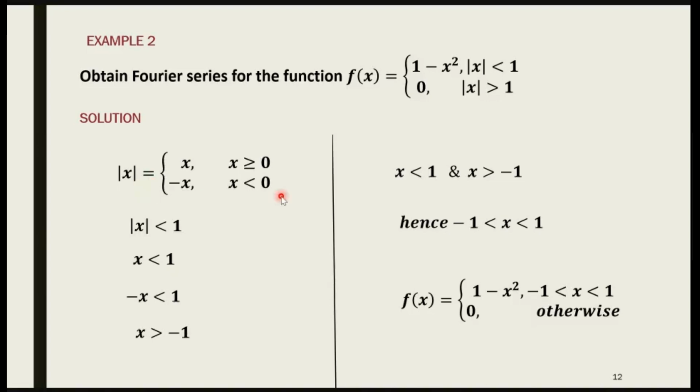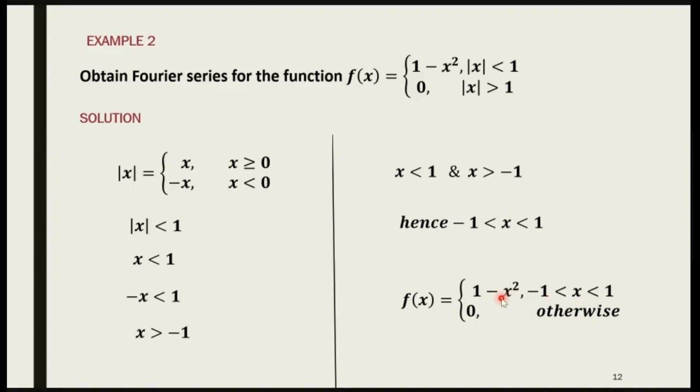First we have to define mod x. The value of mod x is x for x greater than or equal to 0, and equal to minus x for x less than 0. We have to take the interval mod x less than 1. So in place of mod x we put x, giving x is less than 1. Then in place of mod x the second value, minus x less than 1. Minus x less than 1 means x is greater than -1, because whenever we multiply an inequality by a minus sign, the inequality gets reversed. So here x is less than 1 and x is greater than -1, meaning x lies between -1 and +1. So we have the function 1 minus x square in -1 less than x less than 1, and we have got L is equal to 1.